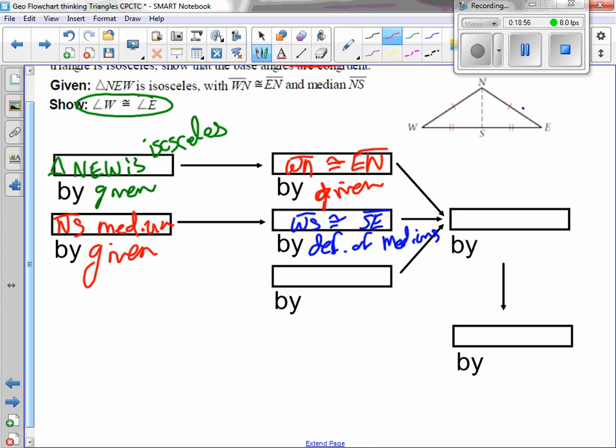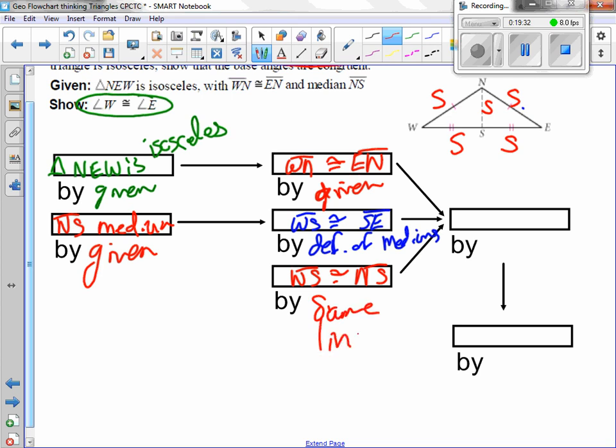Now, so we have a set of sides that are congruent. We have another set of sides that are congruent. Do we have anything else that's congruent? NS. Well, that would be congruent to itself. And because we can say same line, that's what we're going to put, but if we wanted to be a little bit more meticulous, we would talk about it being congruent to itself, the reflexive property of congruency. But for now, we can just say same line.